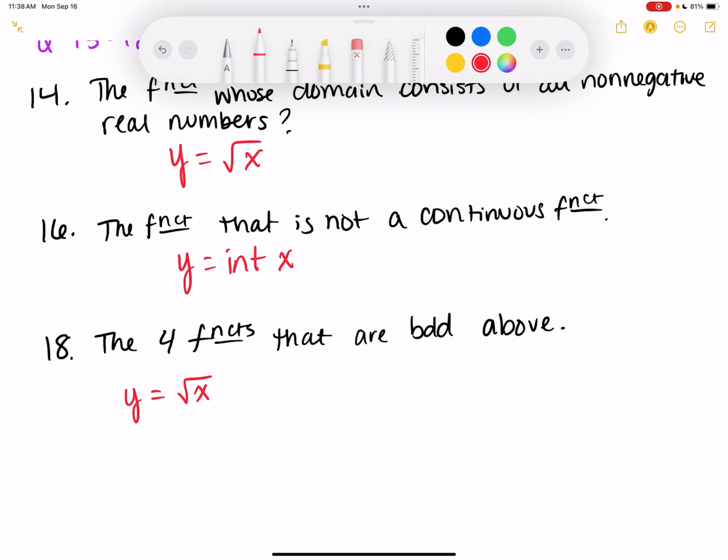Y equals 1 over 1 plus 10 to the x. Yep. Y equals ln x. No.